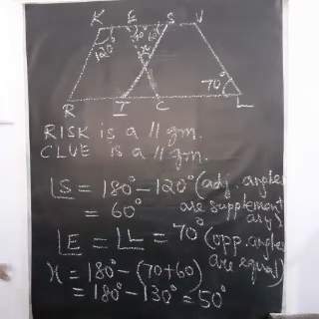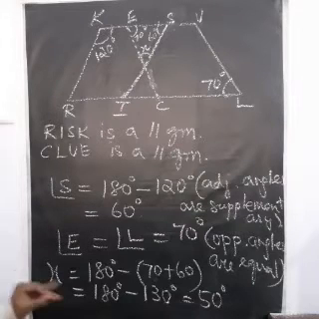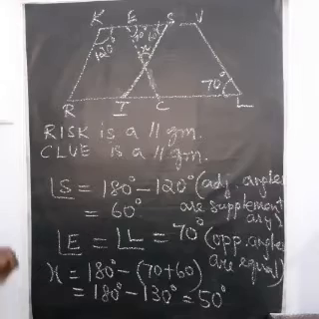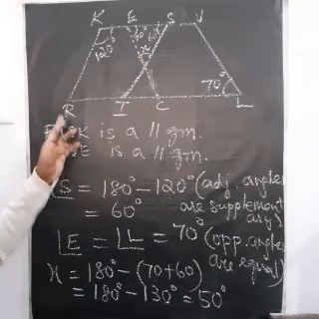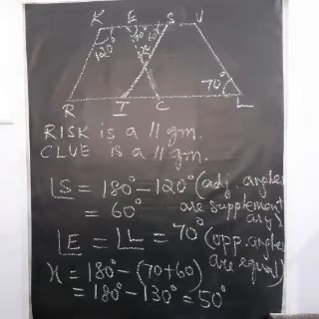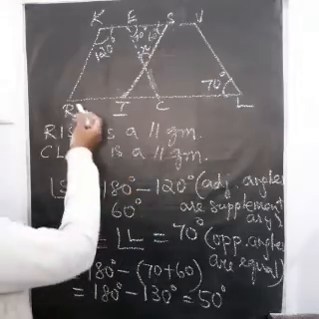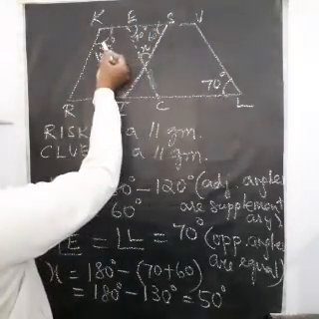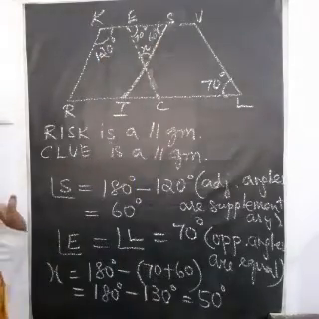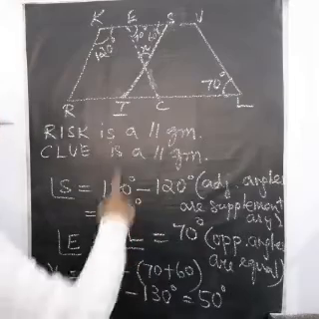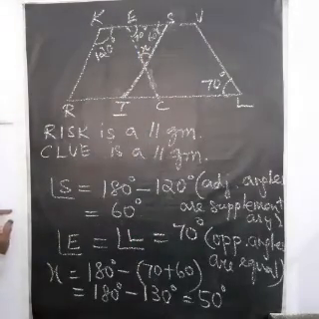So you should be able to apply the properties of a parallelogram to get the unknown angle. Did you understand? Now let us recap. We know that adjacent angles in a parallelogram are supplementary. So using that property in the parallelogram RISK, this angle and this angle should add up to 180. So I have subtracted 180 minus 120 to get 60. So I have got this angle as 60.